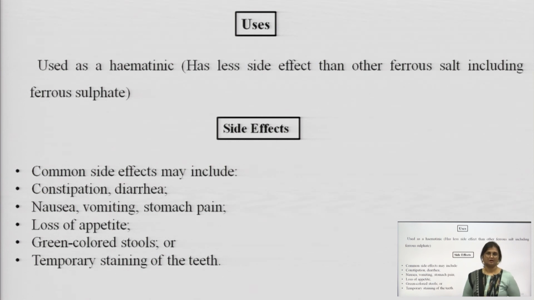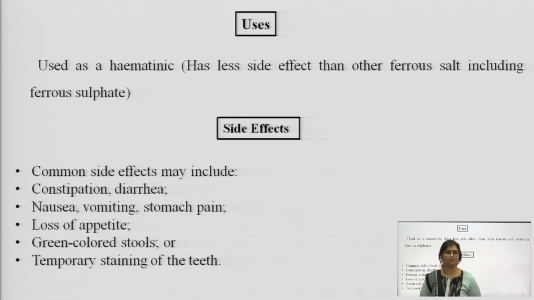The uses of ferrous gluconate include: it is used as a hematinic. It has fewer side effects when compared to other ferrous salts. The side effects include constipation, diarrhea, nausea, vomiting, stomach pain, which are very common ones, loss of appetite, green colored stools, or temporary staining of teeth.